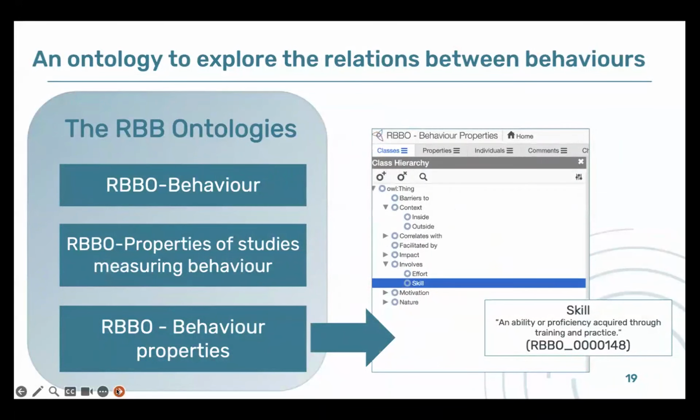And then finally, we've got the RBBO Behaviour Properties. Now, this part of the ontology is still in development, but it basically seeks to describe the properties of the behaviours that we're exploring. So, you know, different behaviours can differ on various different dimensions or properties. For example, to what extent they are habitual behaviours, to what extent they might be considered legal behaviours in different contexts, to what extent they might involve a certain amount of effort or skill. So the RBBO Behaviour Properties also helps us to describe the properties of those behaviours when we're looking at the different relationships between behaviours. And that could speak to interesting questions with respect to whether we expect stronger relationships between behaviours that actually have similar underlying properties.